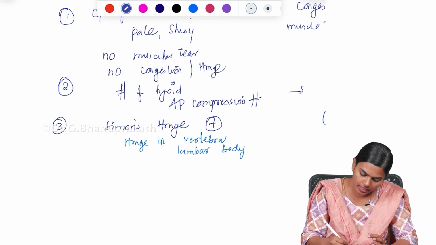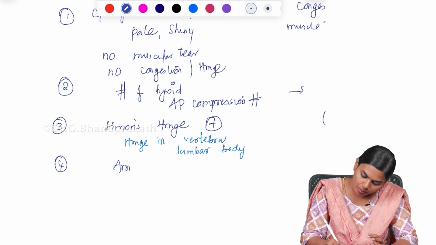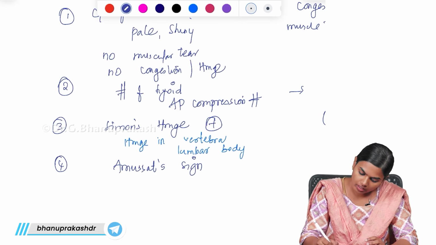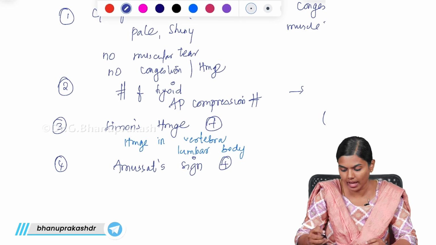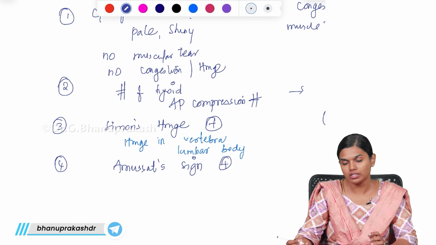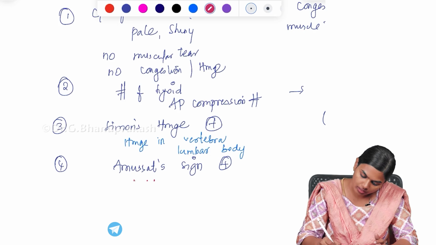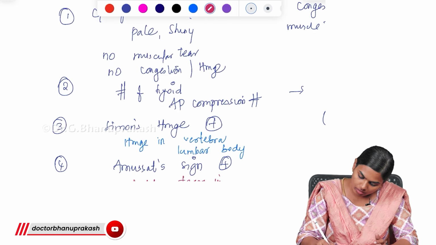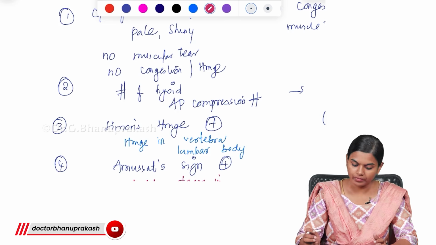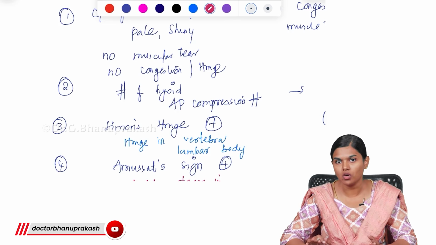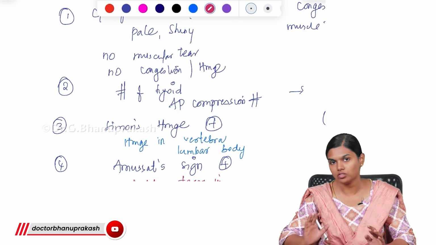Next to that, what you can see is Amussat sign. This is also seen only in hanging, not in strangulation. This Amussat sign is ladder shaped tears in the carotid intima. So, this is seen only in case of hanging, not in strangulation.